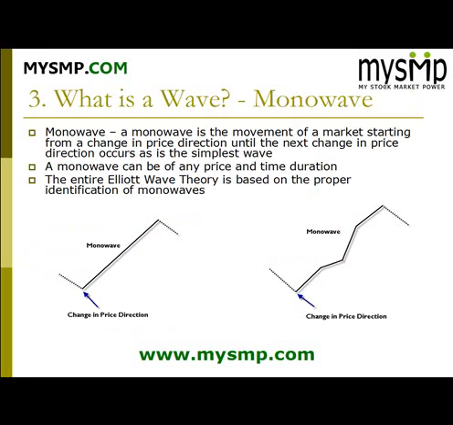A monowave is the movement of a market starting from a change in price direction until the next change in price direction occurs. Now, it can be of any price and any time duration. So it could be minutes, it could be a monthly chart, yearly chart, whatever. And Elliott wave at its core, the foundation of it, is the ability for the trader to properly identify monowaves. If you can properly identify monowaves, you can construct a wave pattern and you can see it clearly.